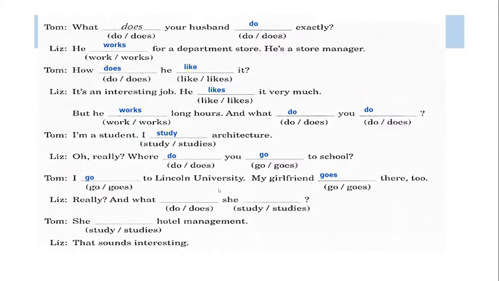Nimian. She really and what does she study? What does she study? And the last one, help me out here, right? Jessica. She studies hotel management. Hotel management.